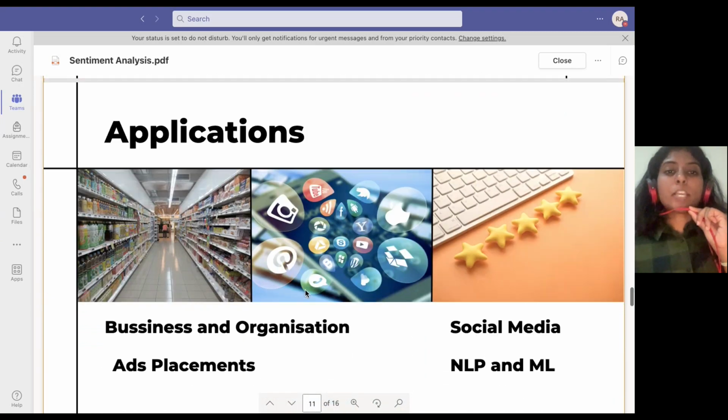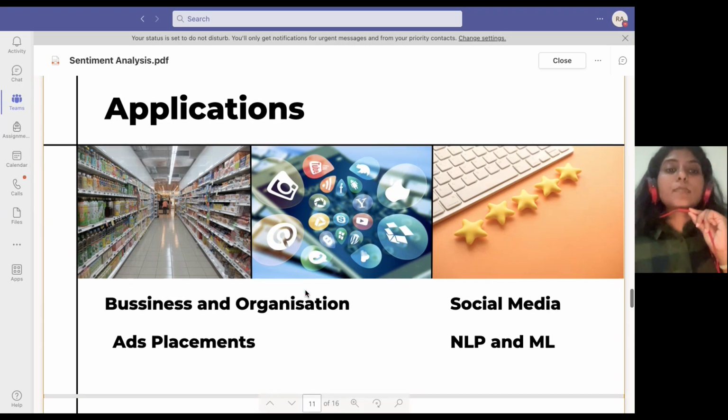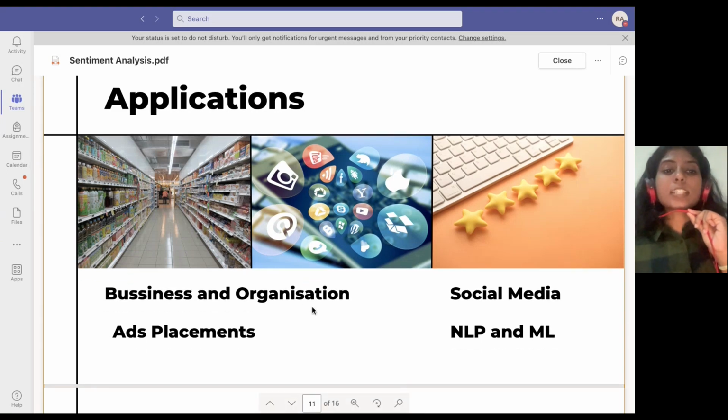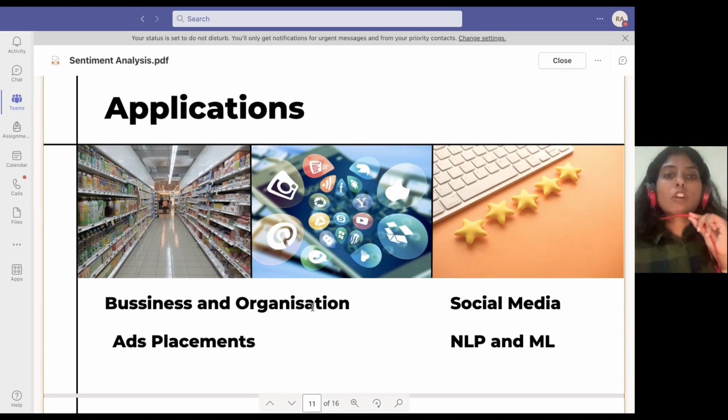Going forward to the various applications. So where is sentiment analysis used? It's basically used in business and organizations, like for implementing new brands, for advertisement. See, through advertisements, they will capture people's sentiments. They will place a good product by increasing the rating.